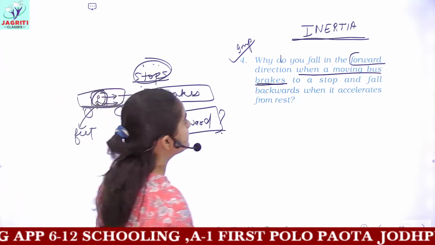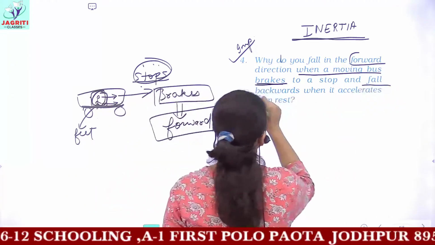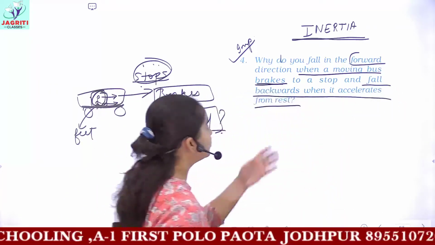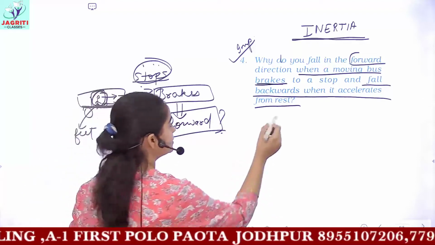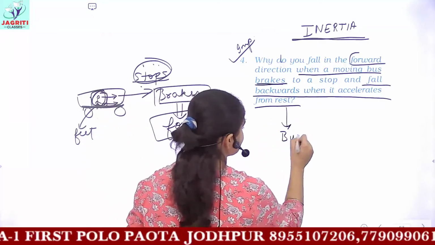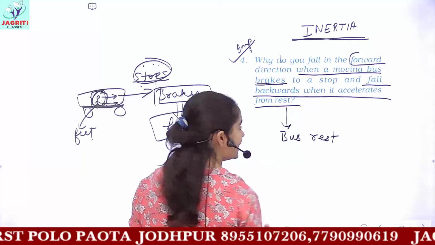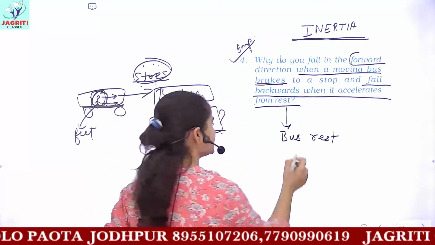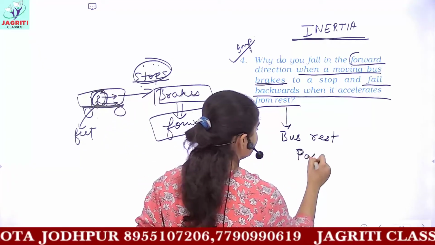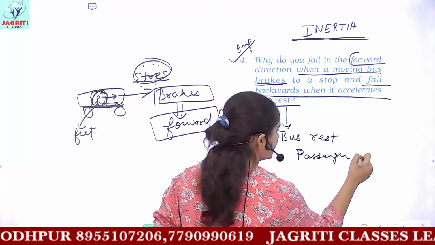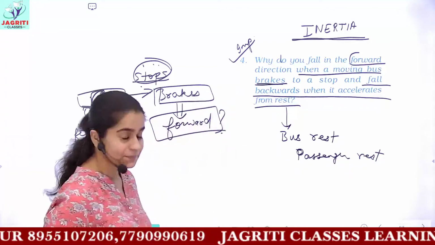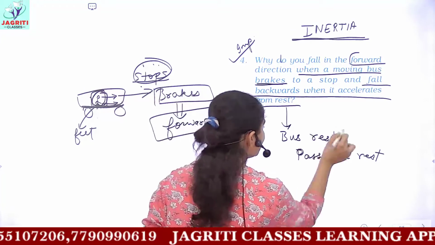Now the next is, I think you can do this one: why do we fall backwards when the bus starts? Because the bus is at rest. That means the bus has inertia of rest. The passenger sitting in the bus is also at rest. But what happens once the bus starts?